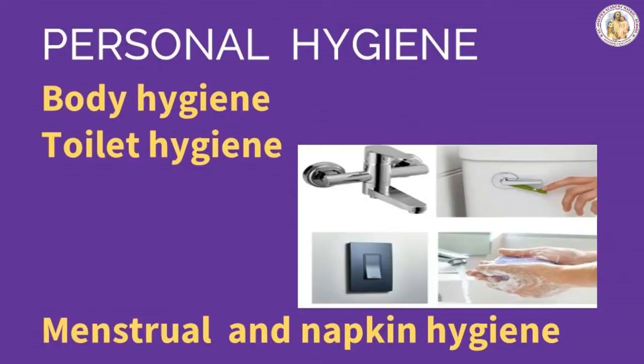Personal hygiene. All should follow personal hygiene. In this pandemic situation like COVID, all are following personal hygiene, isn't it? So hygiene is a practice of healthy life and personal cleanliness is very, very important. So the main aspects of hygiene are body hygiene, food hygiene, sanitary hygiene and hygienic environment. First, body hygiene.